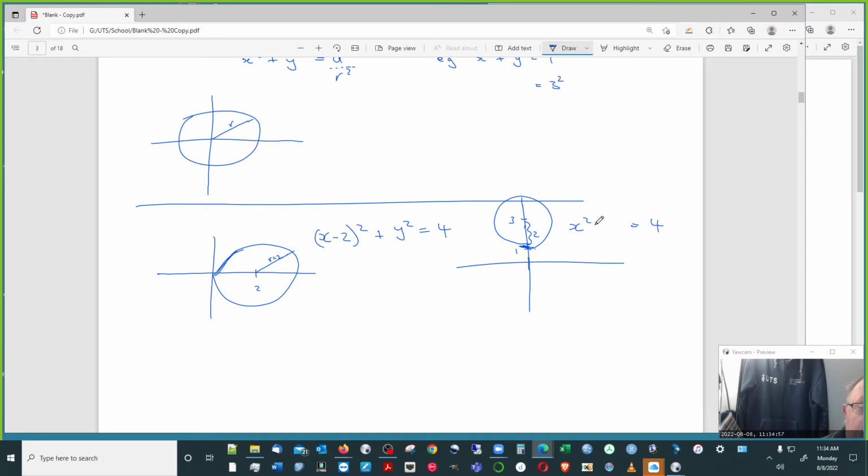And then what have we done with the y? It's gone positive. So inside the bracket, that's y. We've got to shift it up to 3.